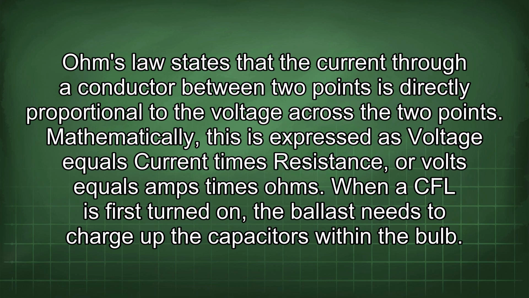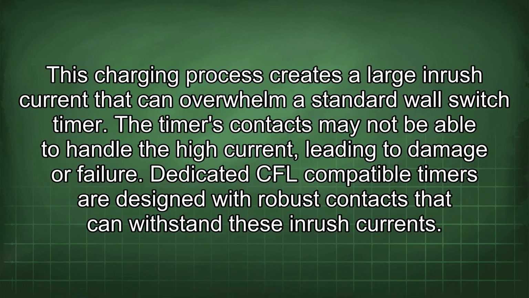Mathematically, this is expressed as voltage equals current times resistance, or volts equals amps times ohms. When a CFL is first turned on, the ballast needs to charge up the capacitors within the bulb. This charging process creates a large inrush current that can overwhelm a standard wall switch timer. The timer's contacts may not be able to handle the high current, leading to damage or failure.